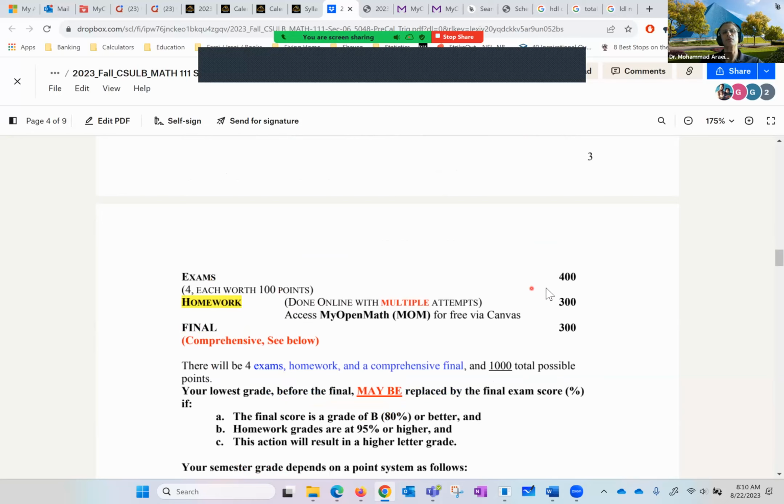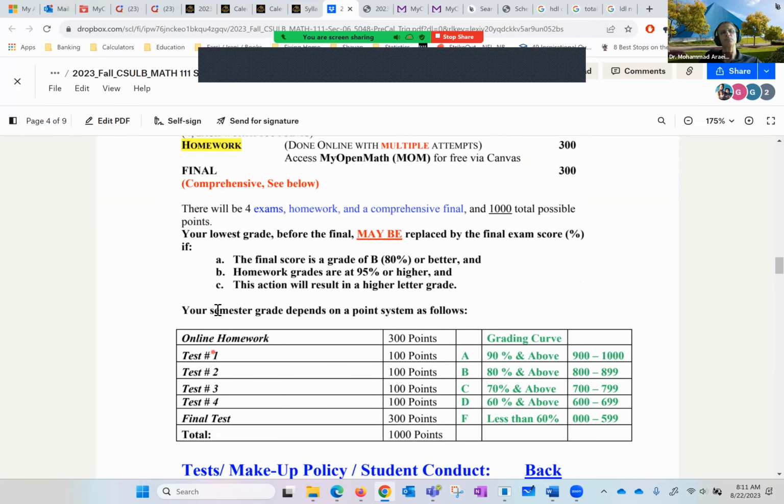Exams, there will be 4 of them. Each one is 100 points. Homework, 300 points. And homework, the way I've set it up, as long as it's done before the due date, you get full credit for it, and it doesn't matter how long it takes you to finish it. You finish it in one sitting, or it takes a couple of sittings, it doesn't matter. And the final is comprehensive and 300 points. Although the final is comprehensive, if you study the previous exams, you're fine.